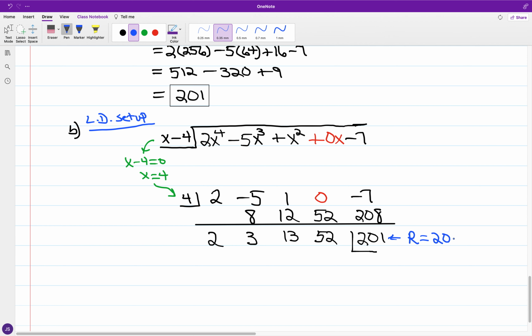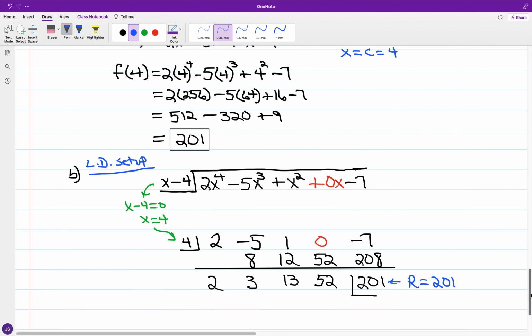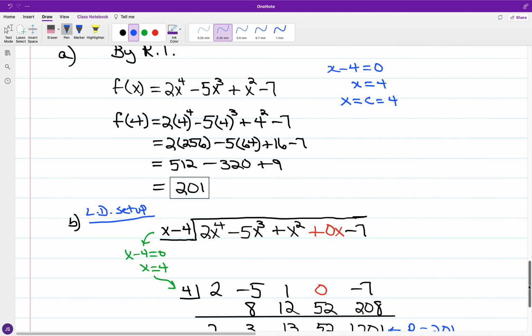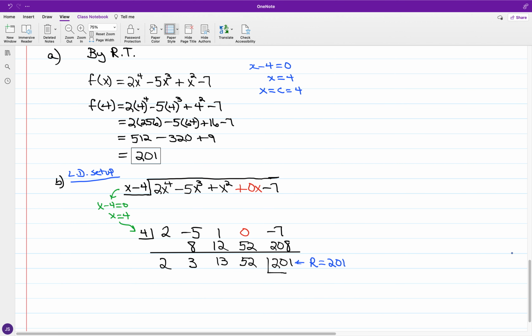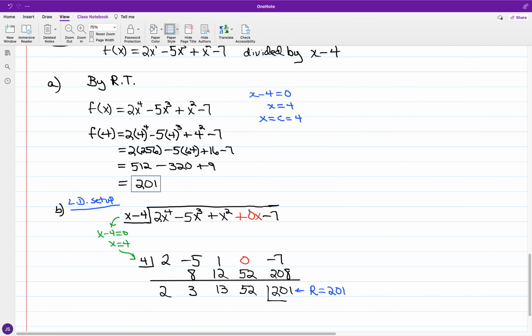The remainder is also equal to 201. So regardless of whether you utilize the remainder theorem or synthetic division, you're going to come out to the same remainder value. And in similar fashion, now we have number 42.